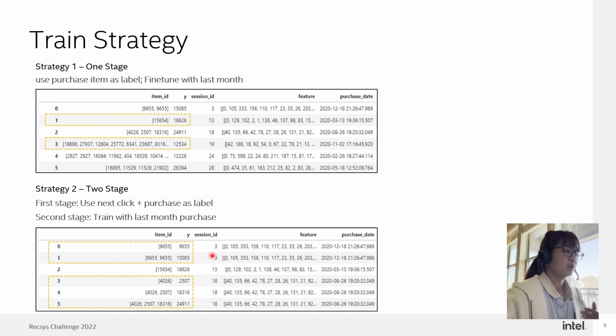So what we do here is, the first session looks something like this. Then we augment it into 2 sessions. The first one has the first click, and the label is the next click. Then the second line is the whole session with the purchase item. And because the data set is too big, we found that using only the last 6 months of the data set is already enough. And this is how we use the training strategy to improve the score.